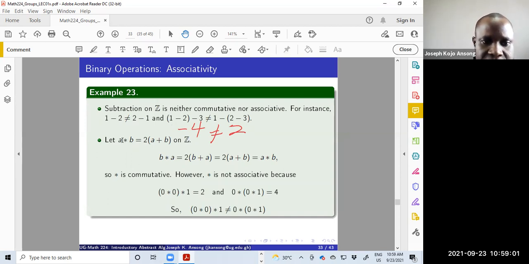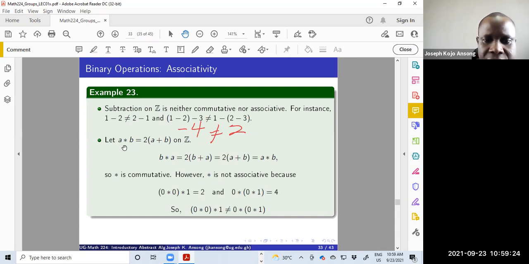What of this one? This is A star B. This is how we define this operation here. This star here is defined by this. So this operation star is 2 times (A plus B), all right? So we define this operation under the set of integers. We want to know whether it is commutative or associative or both, all right?